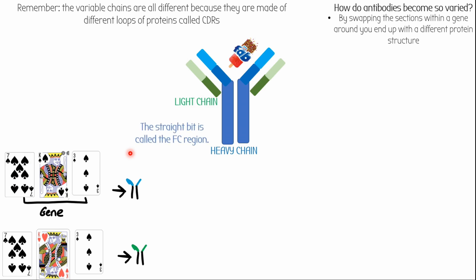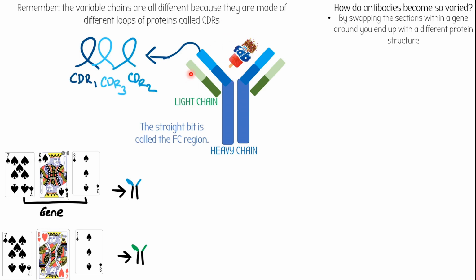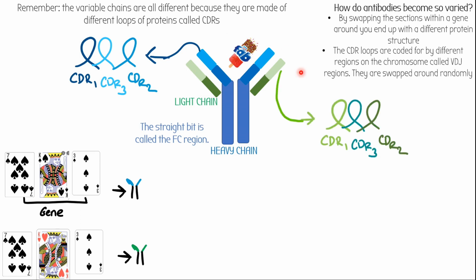Okay, remember this straight bit is called the FC region, and the other bit, the antigen binding region, is your FAB region, and the variable bit is variable because it's made of loops of protein. Your CDR1, 2, and 3, and your light chain as well has its CDR1, 2, and 3. So your CDRs, instead of cards, are coded for by a V, a D, and a J region. So once you've picked a V from your first option, that is going to code for the first loop and the second loop, and also in some light chains as well.